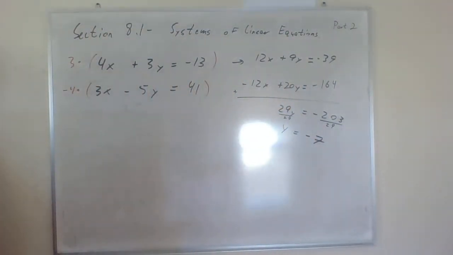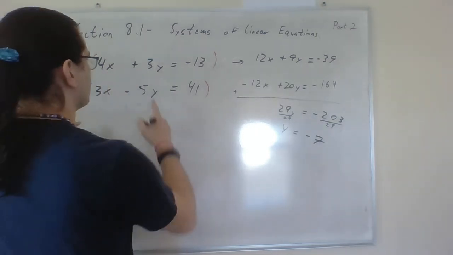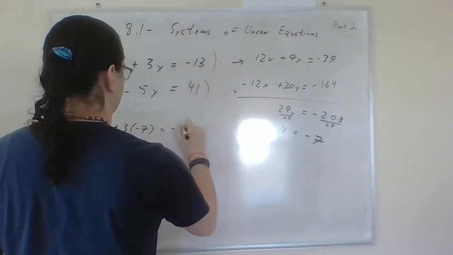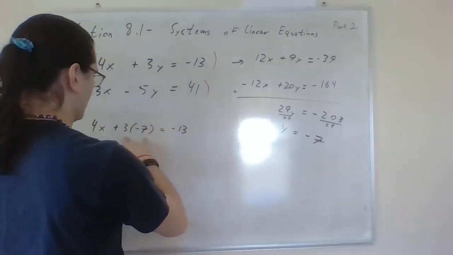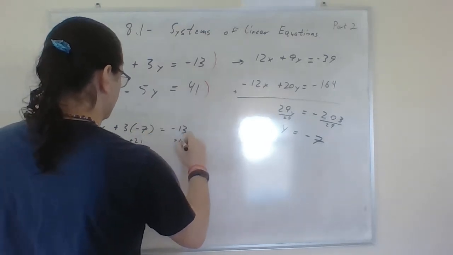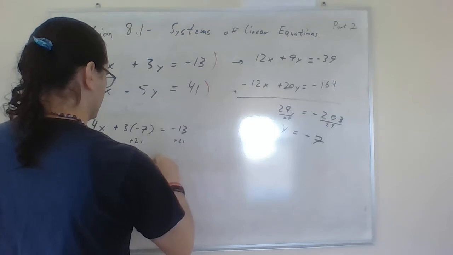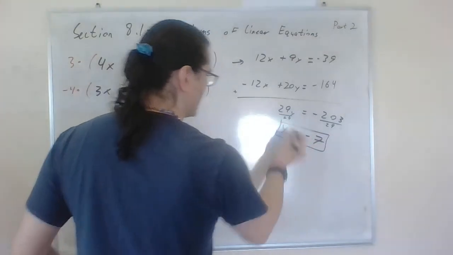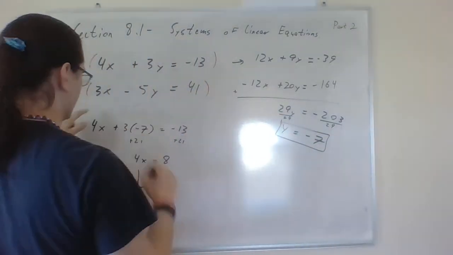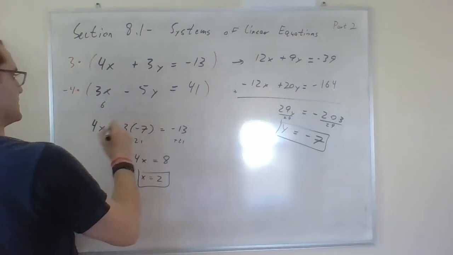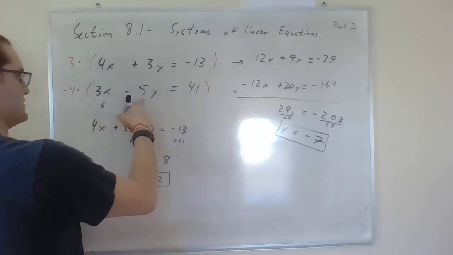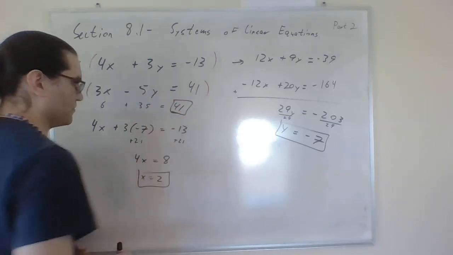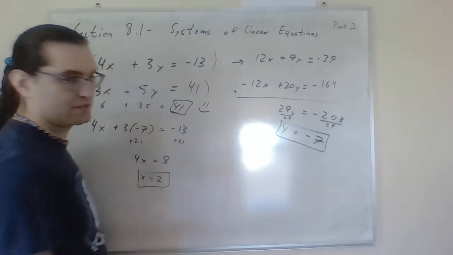That wasn't so bad. And then I plug that back into one of these original equations. So let's say 4x plus 3 times -7 equals -13. This is -21. So if I'm adding 21 to both sides, this will become 8. 4x equals 8. So x is 2. And then we plug both of those into this other equation to check it. 3 times 2 is 6. -5 times -7 is positive 35, and that does in fact equal 41. So we are checked, we are happy.